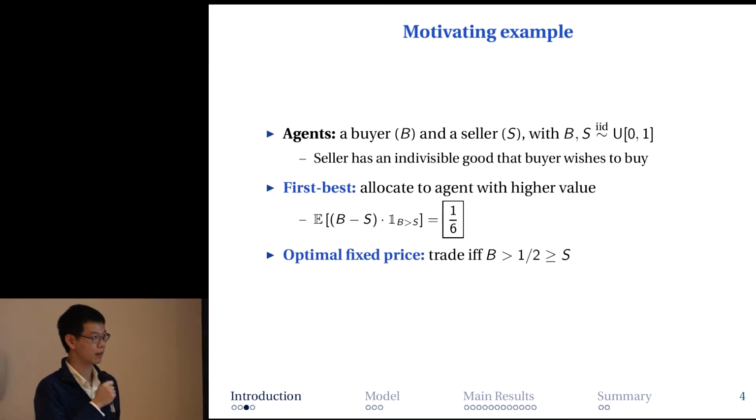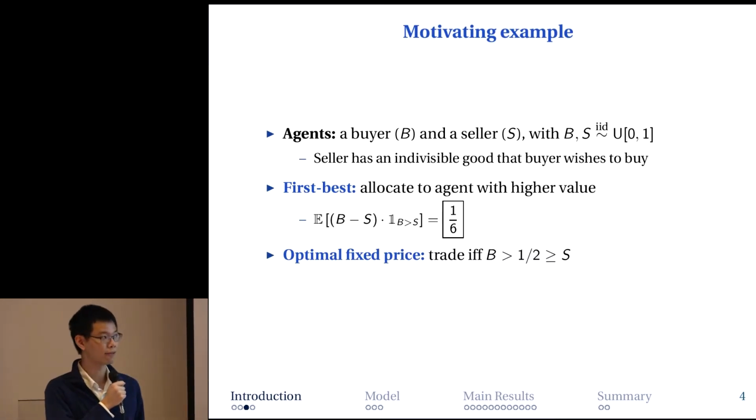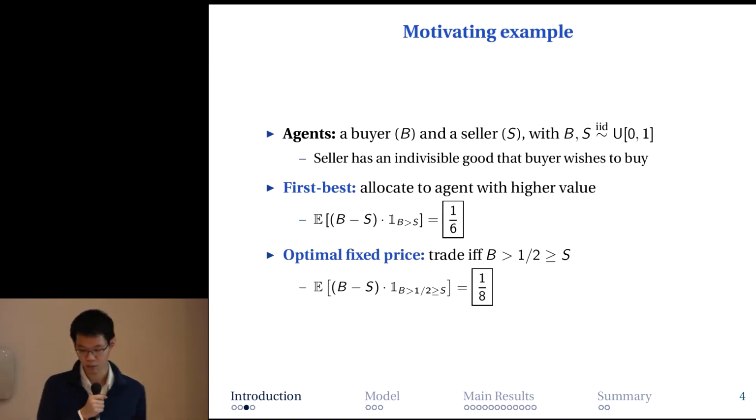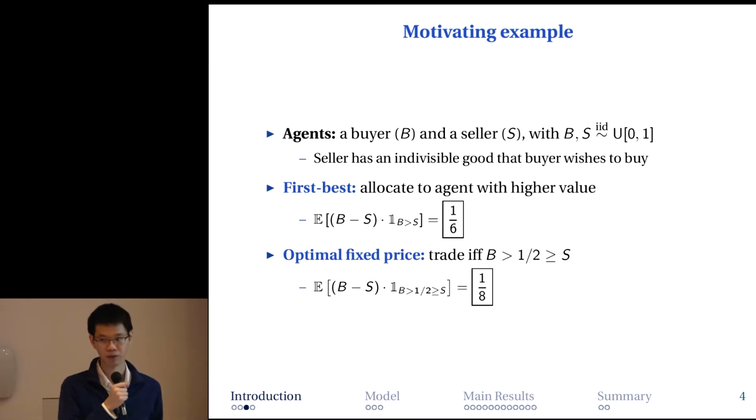By contrast, the optimal fixed price mechanism here sets a fixed price of 1/2. And so the mechanism dictates trade if and only if the buyer's value exceeds the price of 1/2 and the seller's value is below the price of 1/2. And likewise, we can compute the expected gains from trade in this example, and it works out to be 1/8.